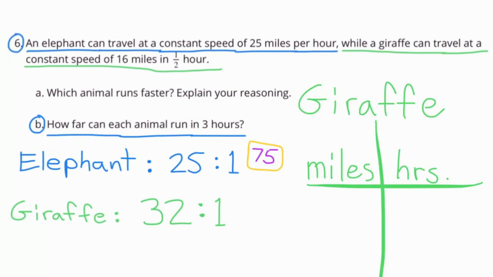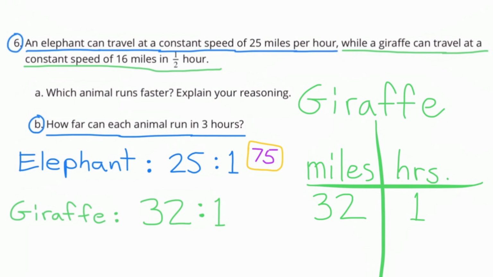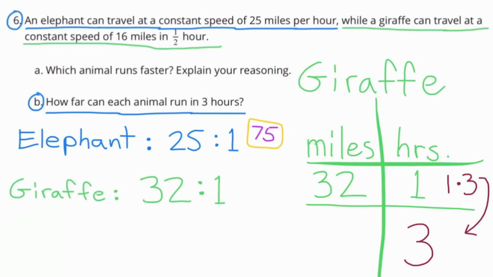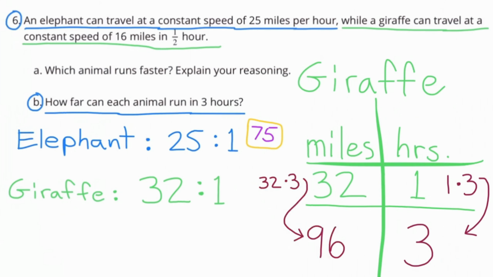Next, I'll make the same type of chart for the giraffe. The information tells me that the giraffe travels 16 miles in a 1/2 hour, which is the same as 32 miles in 1 hour. In order to figure out how far the giraffe can travel in 3 hours, I need to multiply 1 hour times 3. Since I multiplied the hours by 3, I also need to multiply the miles times 3. 32 times 3 equals 96. In 3 hours, the giraffe could travel 96 miles.